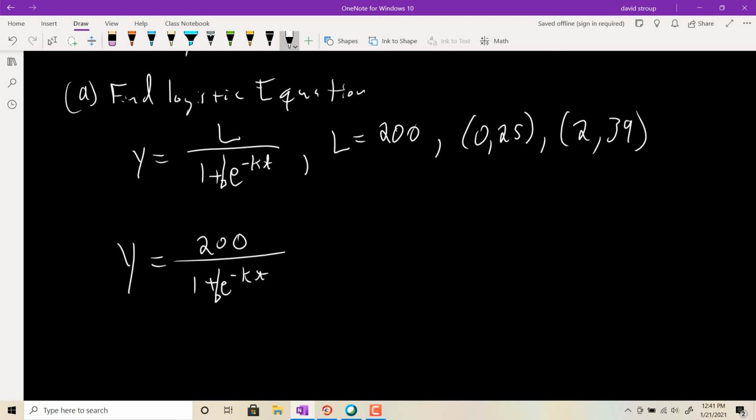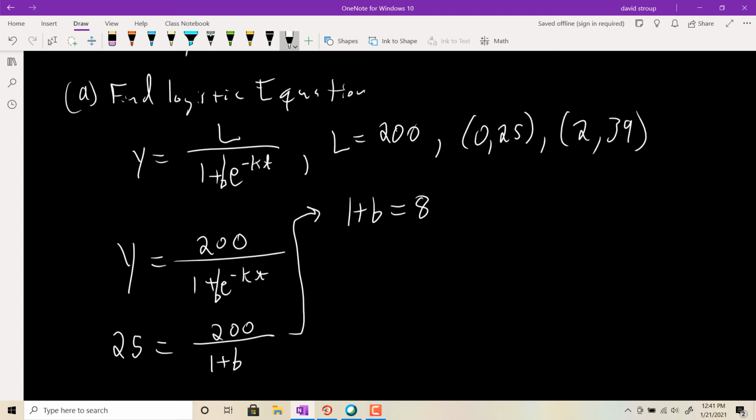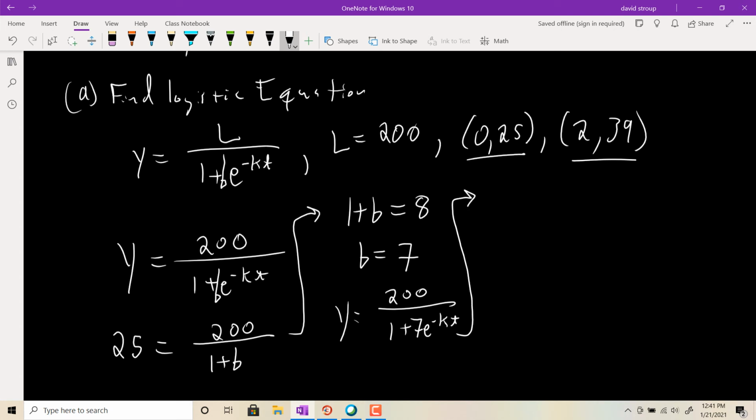So I'll use the initial condition, 25 zombies. 25 equals 200 over 1 plus b e to the 0, and e to the 0 is just 1, so it's 1 plus b. Multiply both sides by 1 plus b, divide both sides by 25, get 8, subtract the 1, and b is 7. So our model now is y equals 200 over 1 plus 7 e to the negative kt. Then I need to get k, so I use the next initial condition, this one.